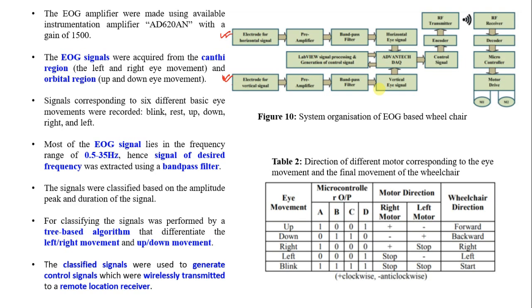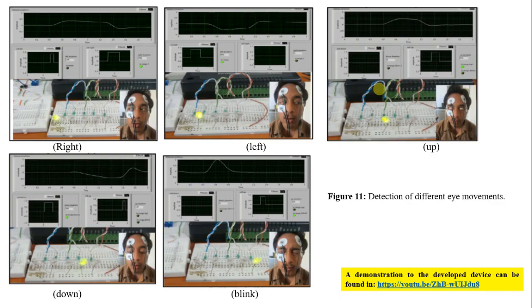So again, before we go for controlling a particular device, we have to look into whether whatever logic we have designed is working properly or not. So here, if you see, upon the movement of the eyes in particular directions, you can see different LED lights glowing. So let's look into the demonstration of this device.